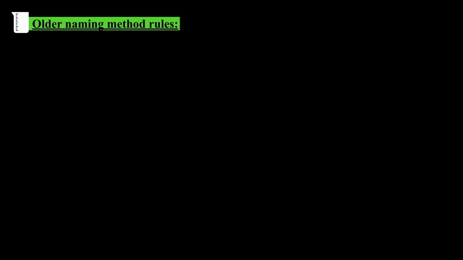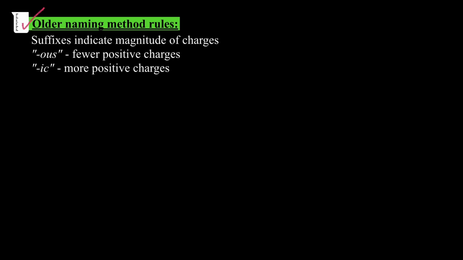Alright, so let's go with the older naming first. This is of limited use, really. Don't see it much, but you've got to know it. We use suffixes to indicate the magnitude of charges. The -ous is going to indicate fewer positive charges, where the -ic is more positive charges. So Fe2+, ferrous ion, that'd be fewer positive charges, versus Fe3+, ferric ion, so more positive charges. And I'll show you more in a table to come.